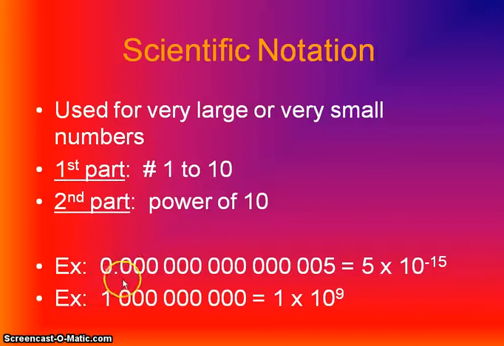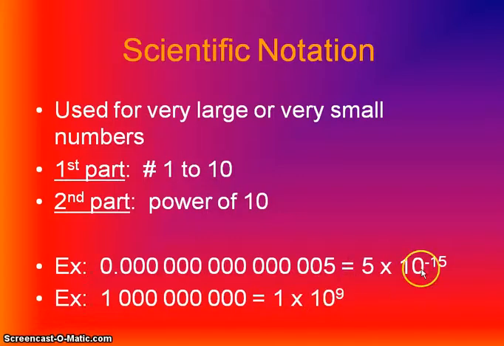So this is a tiny value, 0.000. There's 15 places that you would have to move the decimal point over until you reach a whole number from 1 to 10. So 5 times 10 to the negative 15th, that's how many places I would move my decimal over to get this 5 by itself. Now this second example here, this is a very large number. So in this case, we're moving the decimal to the left, and if we keep moving it all the way until we get a value from 1 to 10, that would take 9 times moving that decimal. So this value would be 1 times 10 to the 9th.